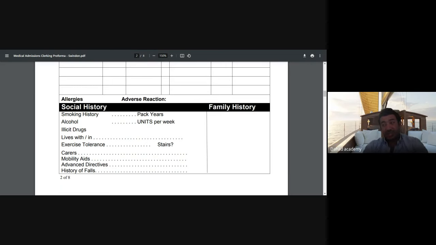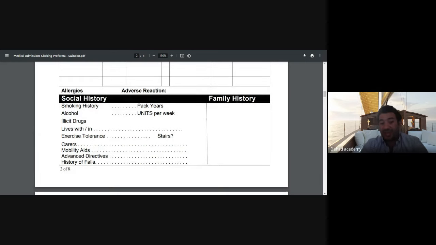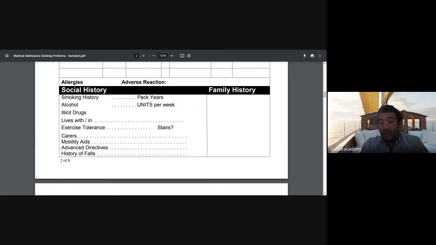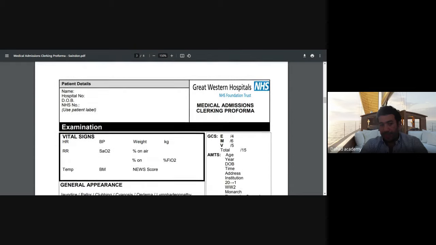What about his patient mobility? Is he using a Zimmer frame? Is he using crutches? Is he using nothing? Does anyone have the advance directive? What is the history of falls? Does the patient have any falls before?